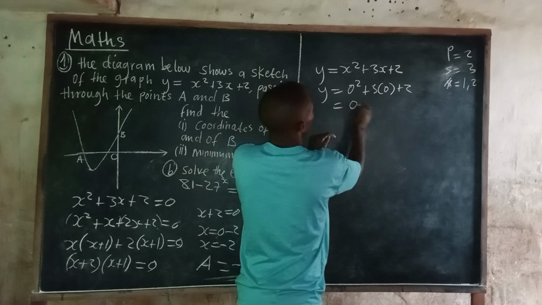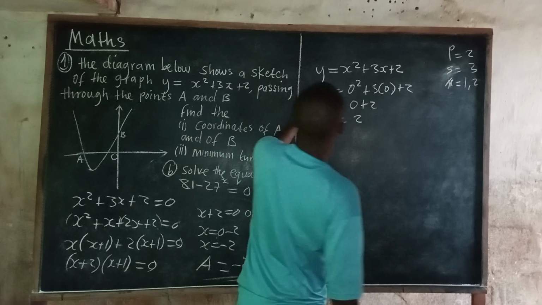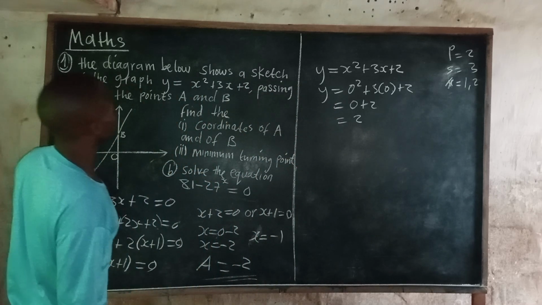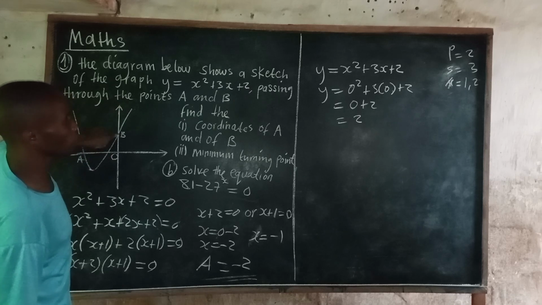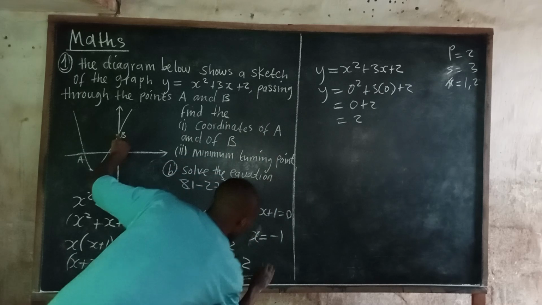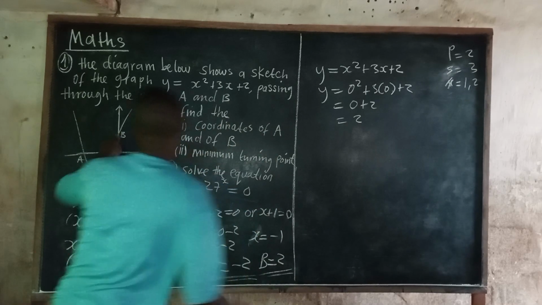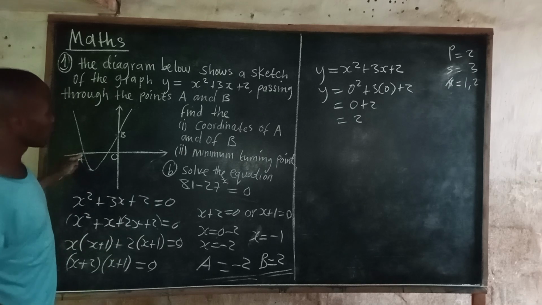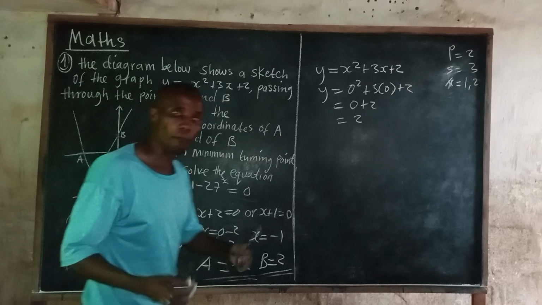So this is 0, then plus 2, because this is also 0. So we are going to have 2. So the y-intercept is 2. So this equation intercepted y on the point P, which is 2. So our B, according to the question, is equal to 2. Okay, so we have found the points A and B. That is how we find points.